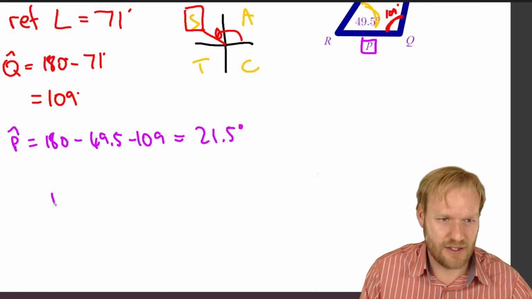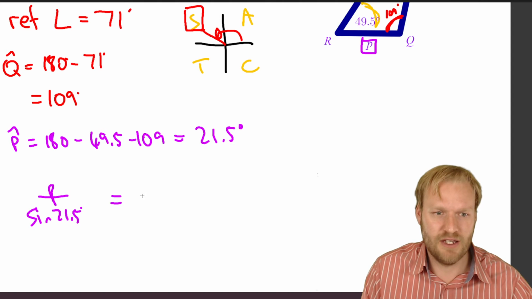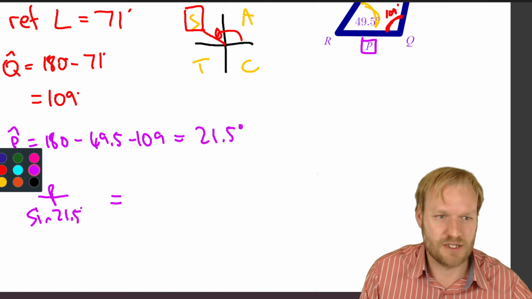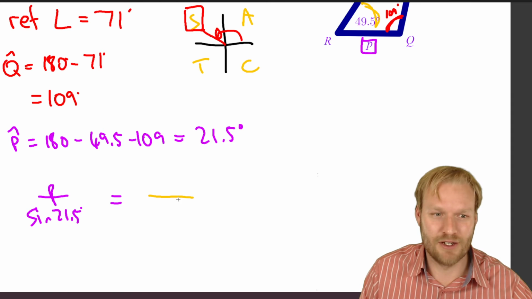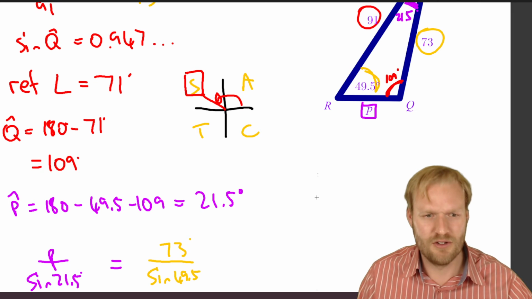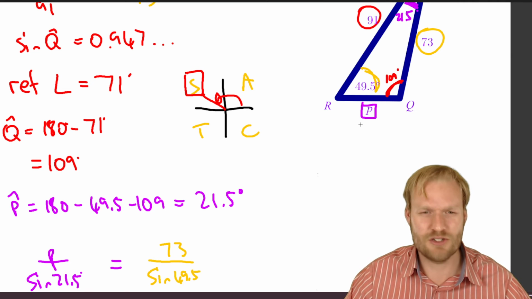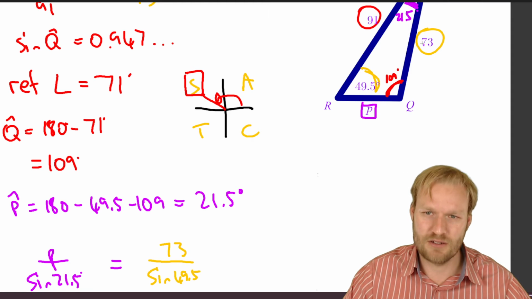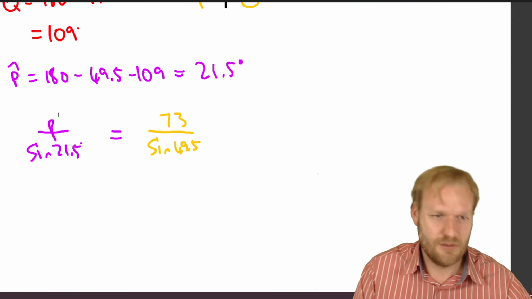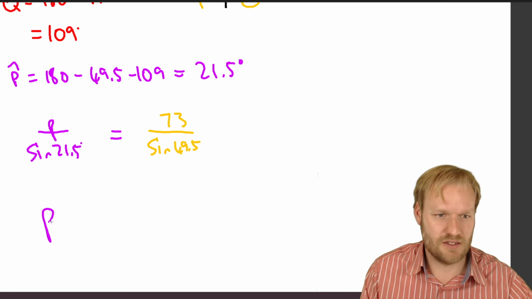So now we can say P over sine 21.5 equals sine 49.5 and 73. So just, not degrees, take a pause there. Okay, so to work out P, we're just using our sine rule. We've got P over the sine of that one is 73 over the sine of that, multiplied by sine 21.5 to give us what P is.